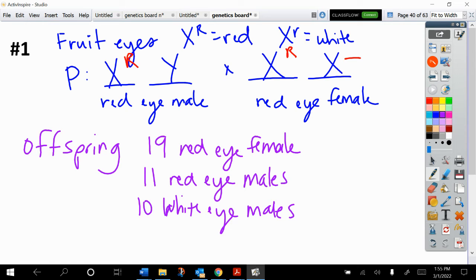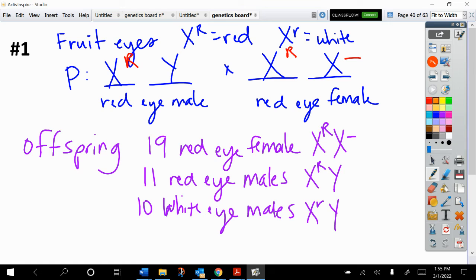So take a minute and write down the genotypes of each of the offspring. So for your genotypes for the offspring, the female has to have one dominant allele. Red-eyed males, X capital R Y. White-eyed males, X lowercase r Y. So let's take a look at what we can gather from this. We're just missing one of the alleles from the red-eyed female.